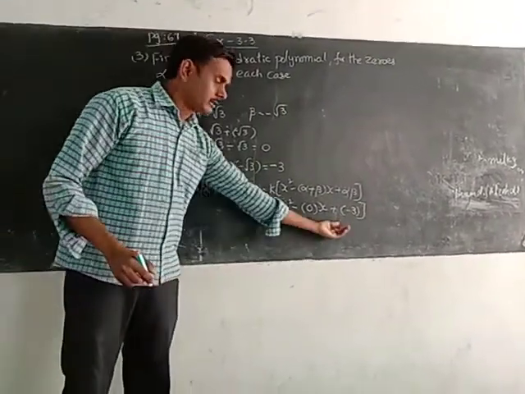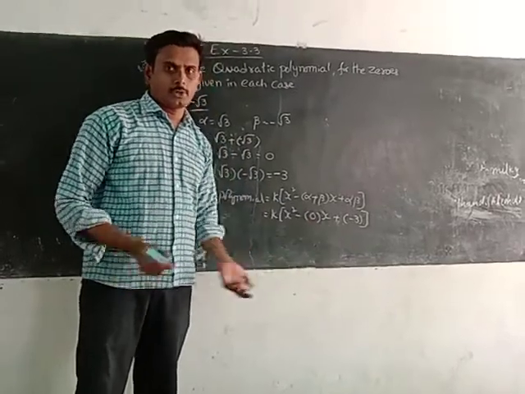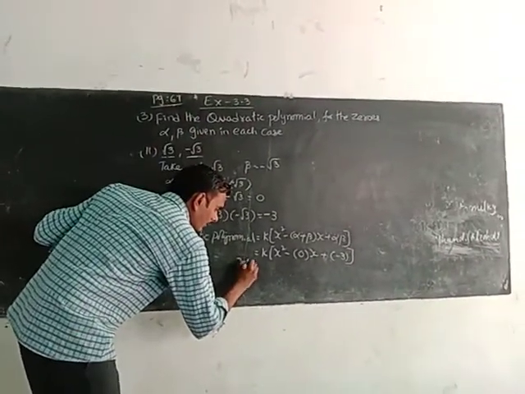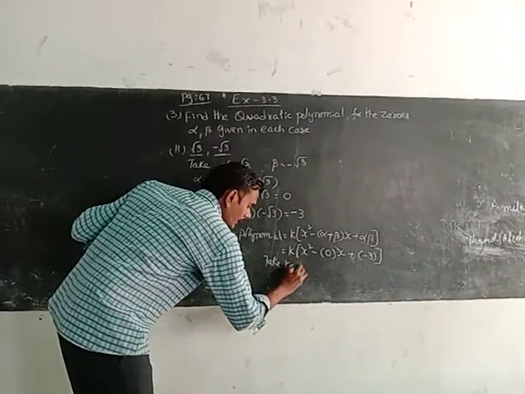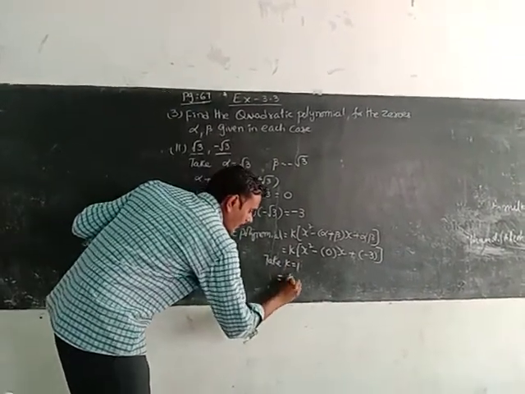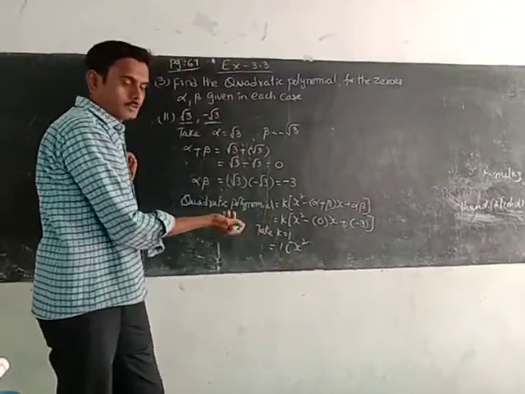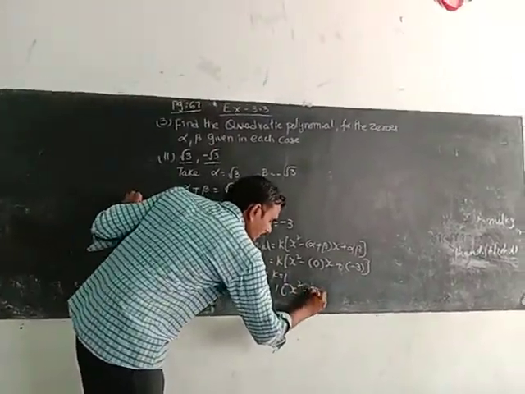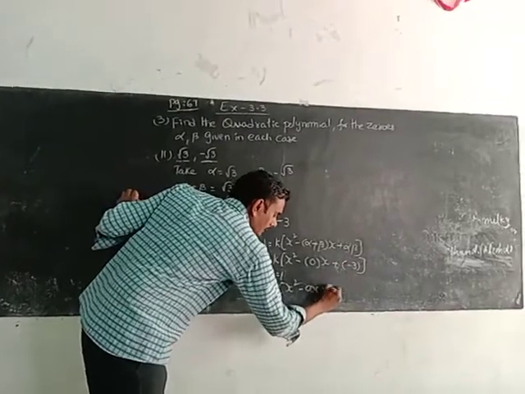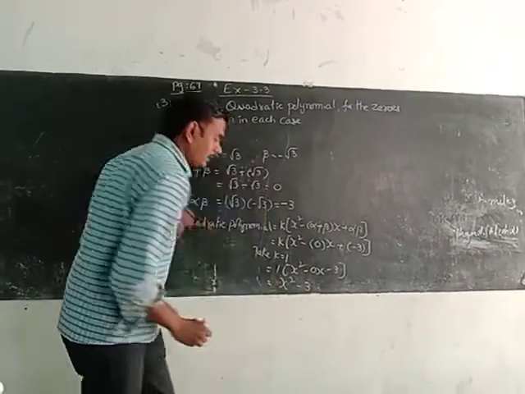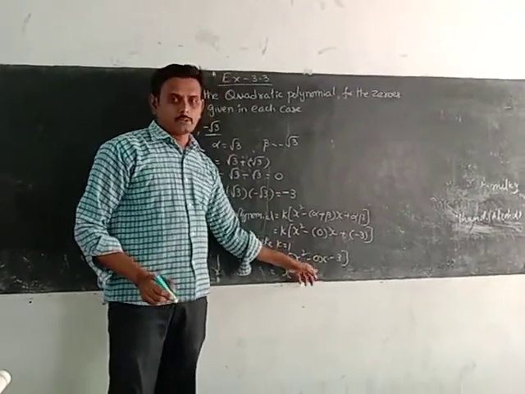Is there any denominator or any number present? No number is there, which means take k equal to 1. 1 into x squared, 0 into x is 0 only, no need to write that. So my final solution is x squared minus 3.